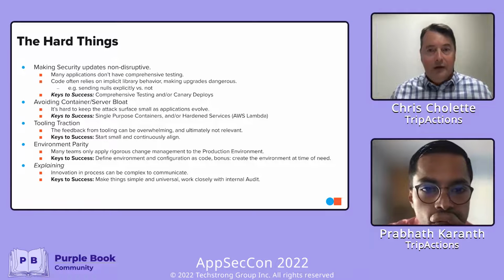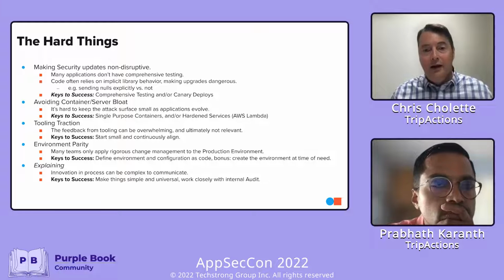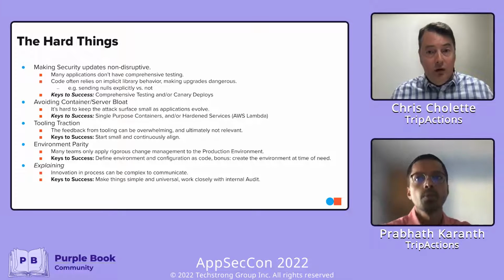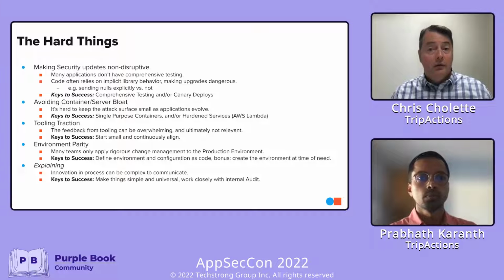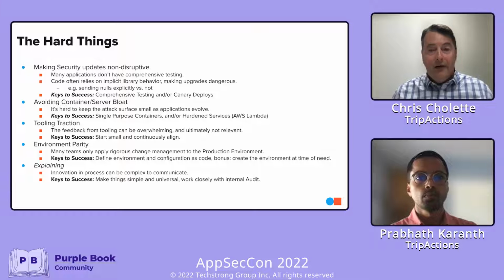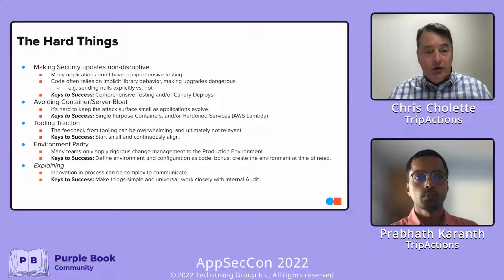Tooling traction, we have tons of tools. They all have different focuses. They all overlap in some way. It can be overwhelming. So, start small, continuously align on the purpose of the tools, why people should react, and things like that. Environment parity. Many teams only apply rigorous change management to the production environment. The more that you can define everything as code, both infrastructure and configuration, the more that you can be sure that whatever action you take against a security bug will continue to be true when you push it to production.